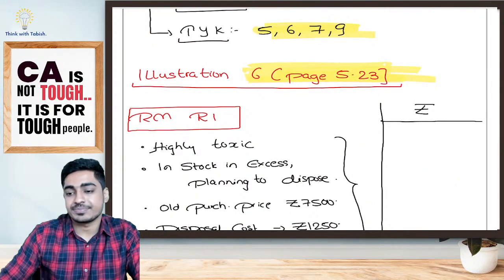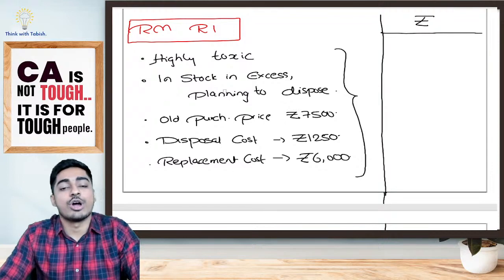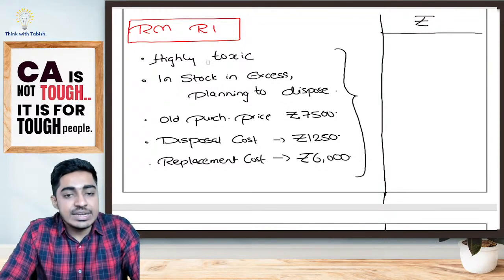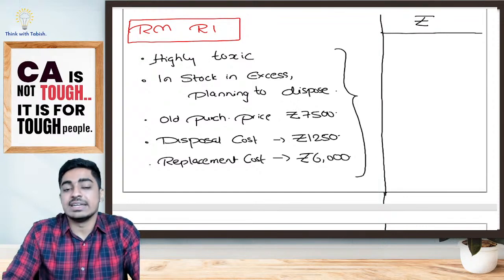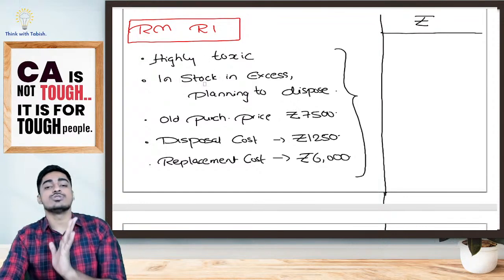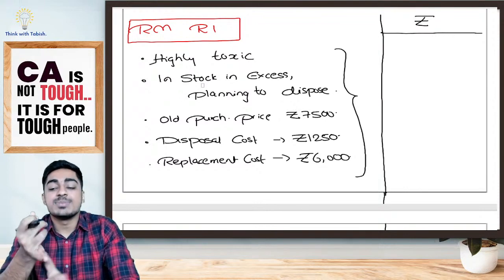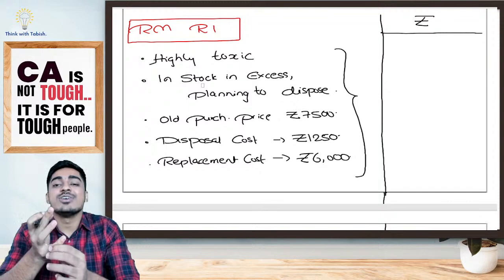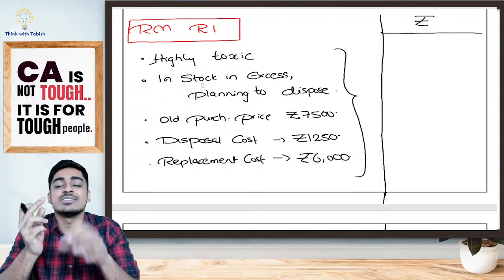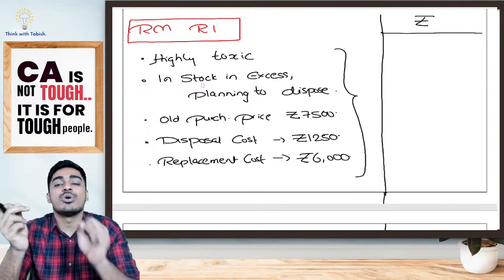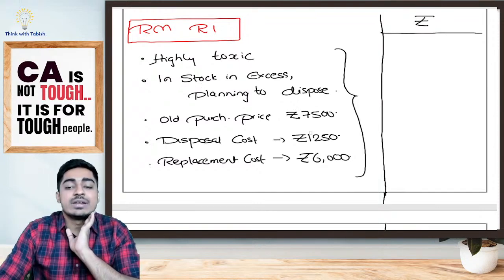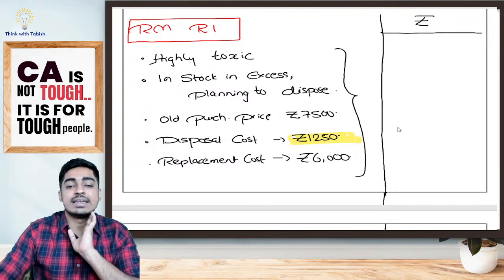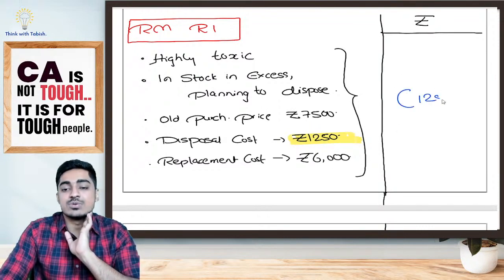Look at this. First, we want raw material R1. What is informed about raw material R1? It is highly toxic. It is in stock and we were planning to dispose of it. So what is the relevant cost? It is realizable value or benefit from alternate use, whichever is higher. We do not have realizable value. The scrap dealer is not willing to pay us any amount. No alternate use is available as well. But to sell this, we had to incur a disposal cost of 1250. So we will say our relevant cost is 1250.